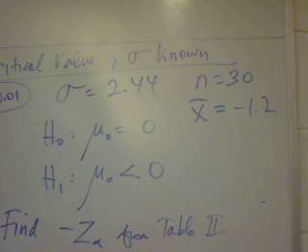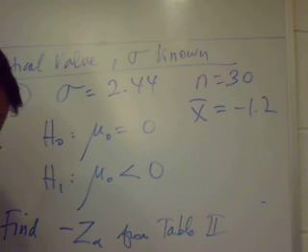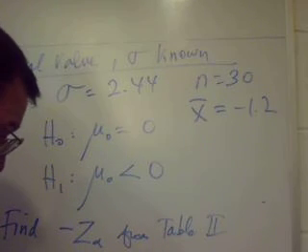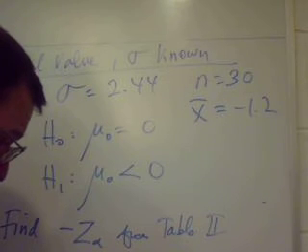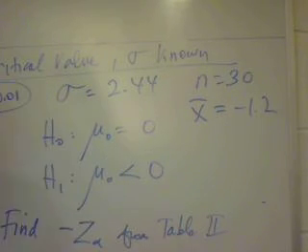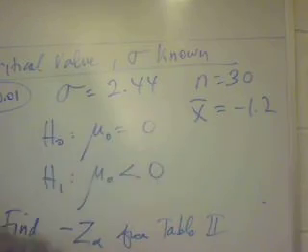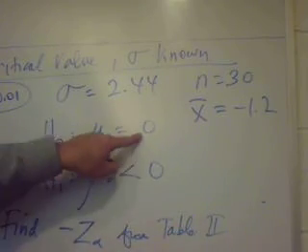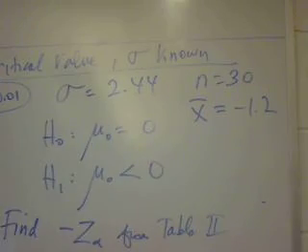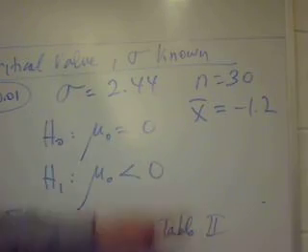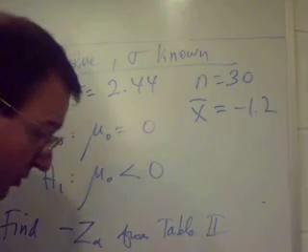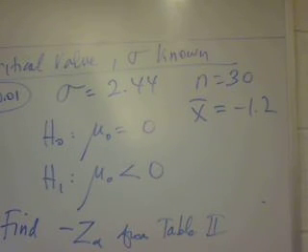And now we calculate our test statistic Z, x bar minus mu naught over sigma over root n. Again, x bar is the mean of the sample, negative 1.2 hours. Mu naught comes from H naught, that's 0. Sigma is given, 2.44, n is 30. So if you do that math out, you'll find Z is negative 2.69.